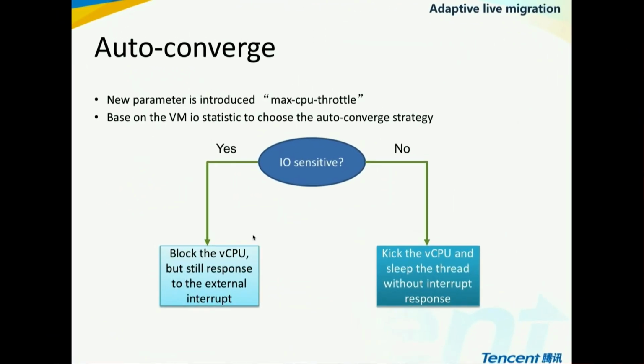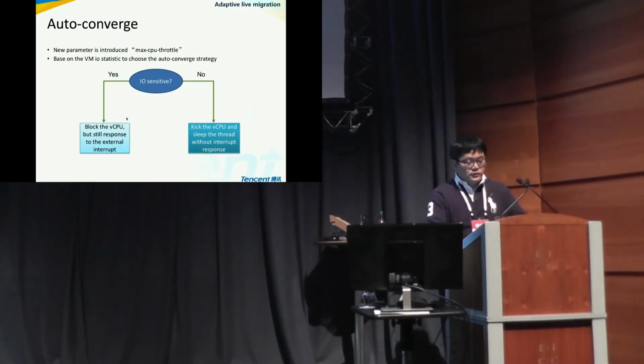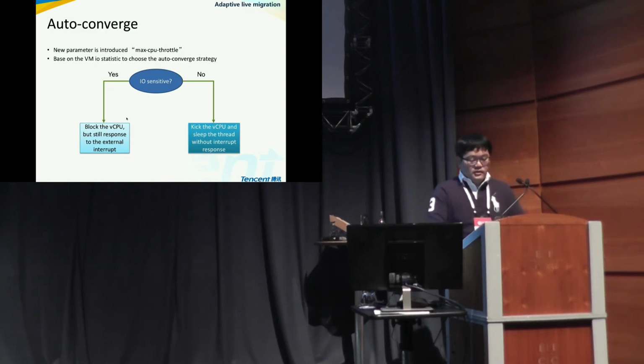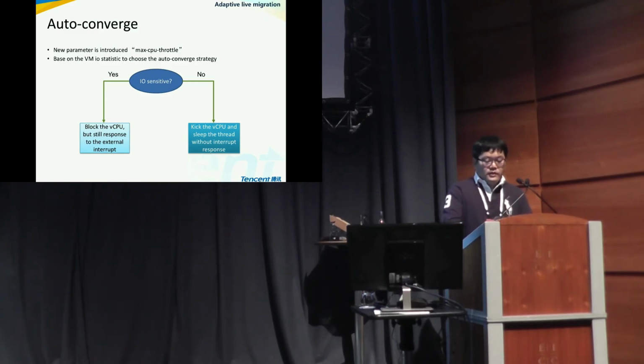And for the auto-converge, recently a new parameter was introduced called max CPU throttle, which prevents squeezing the guest CPU too much and making the VM completely unusable. But in addition, based on the I/O status of the VM, instead of kicking the vCPU out of execution and sleeping the vCPU thread without responding to interrupts in user space, we would like to block the vCPU in the QEMU module so that it can still respond to I/O requests in time.